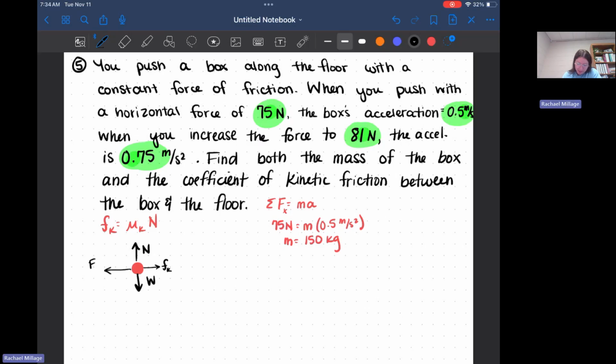So we could also rewrite this, right? We could say the force of kinetic friction is equal to the coefficient of kinetic friction times our normal force is going to equal mass times gravity.